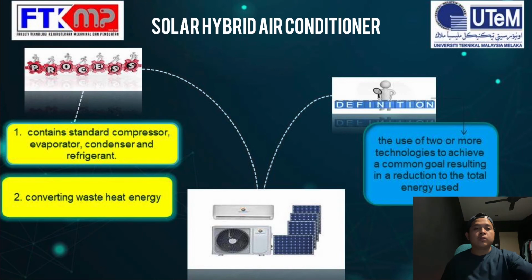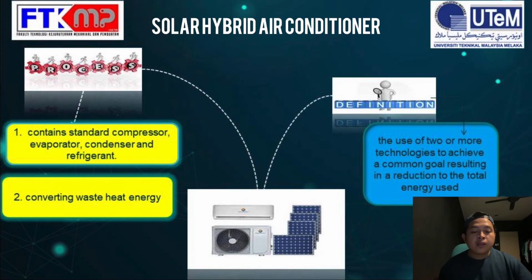So let's go to our last part. The last type of air conditioning we have here is solar hybrid air conditioning. The definition of solar hybrid is the use of two or more technologies to achieve a common goal, resulting in a reduction to the total energy use. So we proceed with the process.